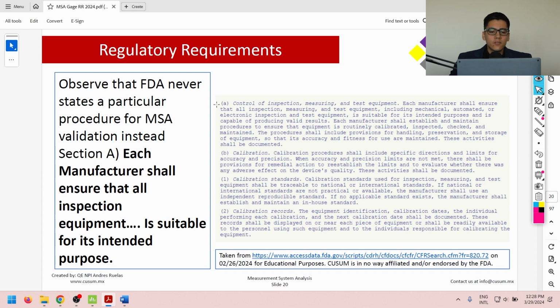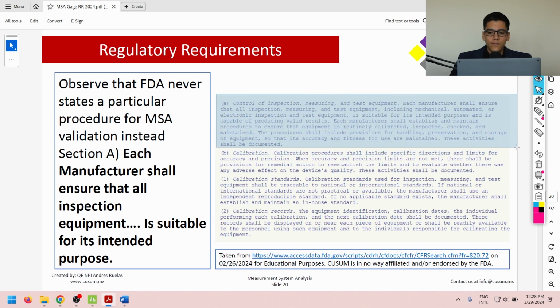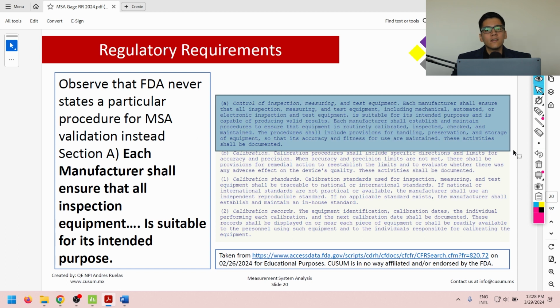If we look at the first section, section A right here, we can see that at no point is FDA telling us, you're going to grab 10 samples, you're going to grab 5 inspectors, you're going to do X amount of repetitions. When you change your test method or your measuring equipment, you must do X, Y, or Z.